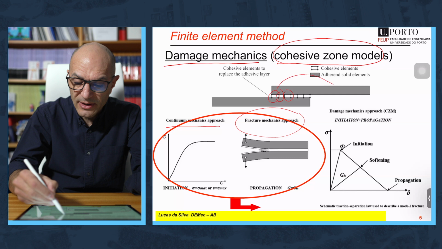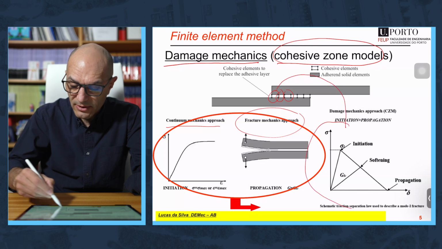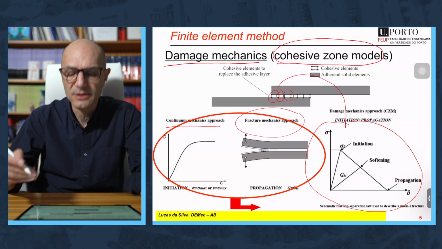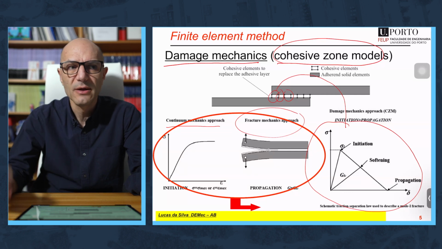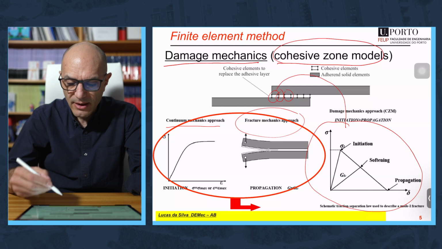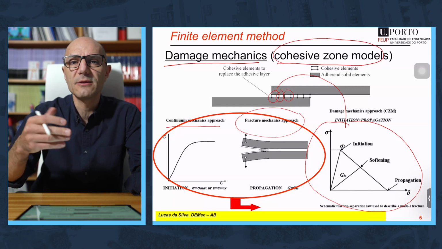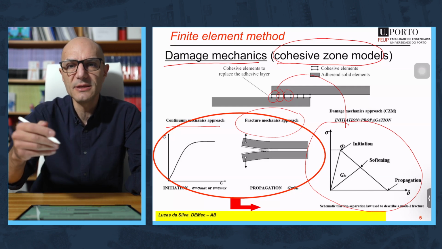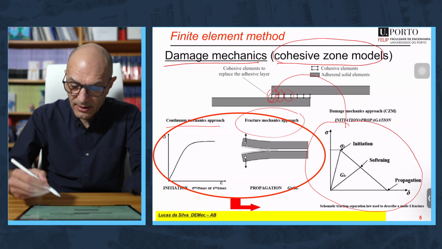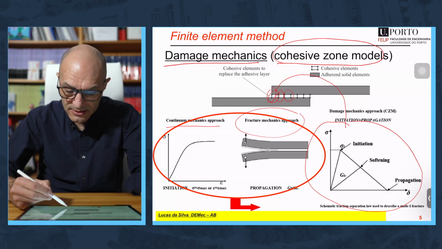Associated to the cohesive element you have a cohesive law, a triangular law. This is the most common type of law, but it doesn't mean that's the only law. You also have trapezoidal laws, which are very common for ductile adhesives. And how does this law relate the stress in the adhesive to the displacement of the two nodes in the adhesive?